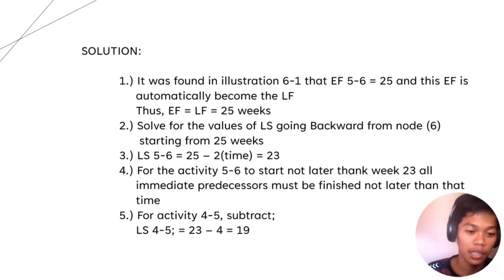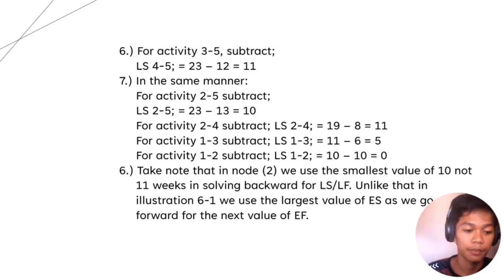For number 4, the activity 5 to 6 must start not later than week 23, so all immediately preceding activities must be finished not later than that time. For number 5, for activity 4 to 5, subtract: LS of 4 to 5 equals 23 minus 4, which equals 19. So we go to another slide.